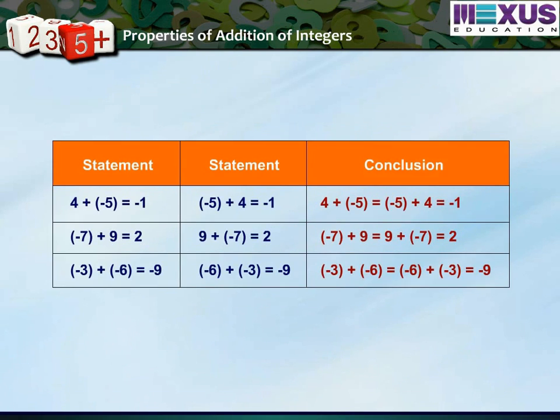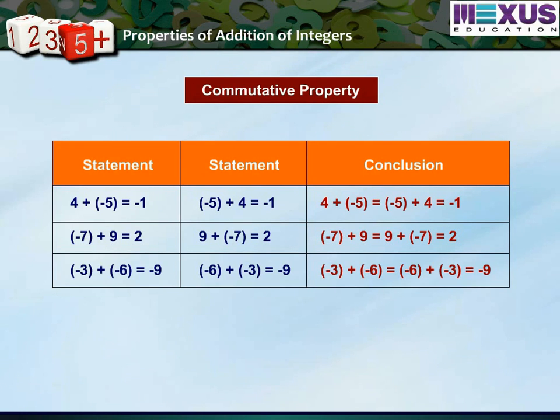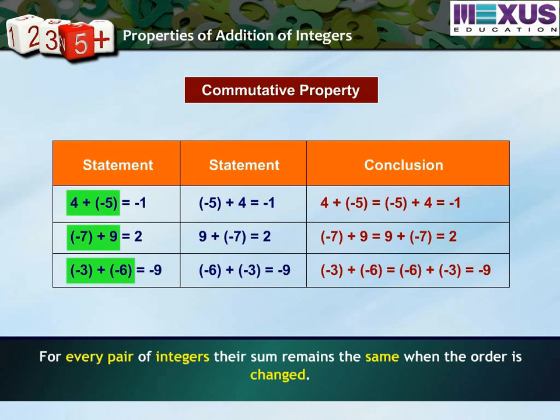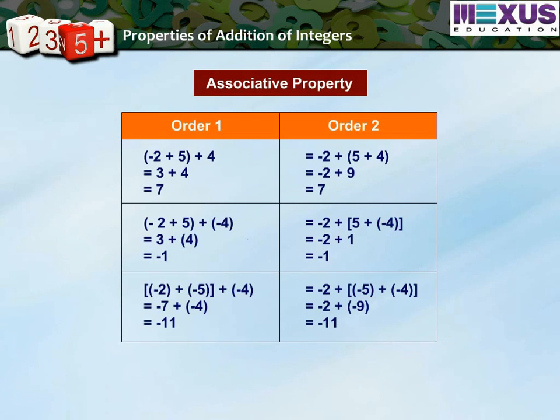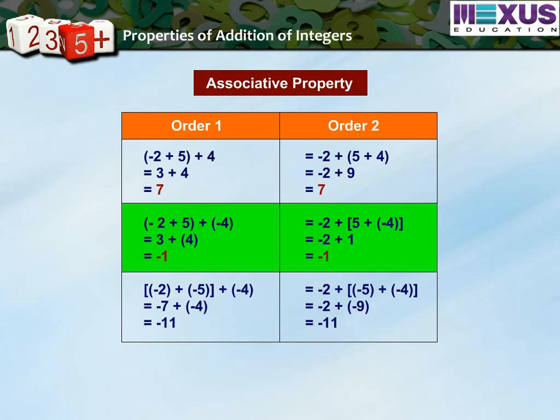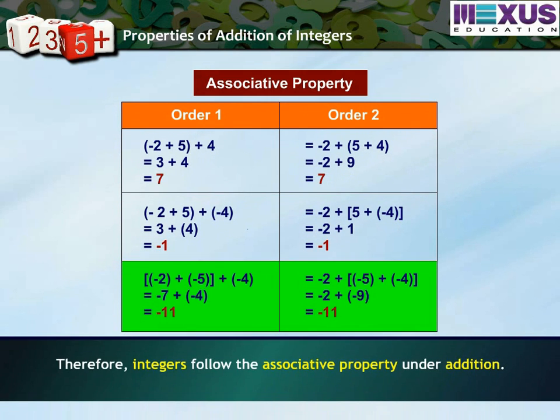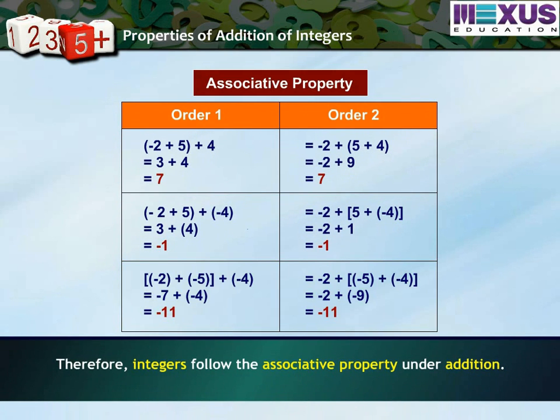Is the addition of integers commutative? Let's check. From this, we observe that for every pair of integers, their sum remains the same when the order is changed. Therefore, addition is commutative for integers. Is the addition of integers associative? Let's check. We find that the sum in each case is equal. Therefore, integers follow the associative property under addition.